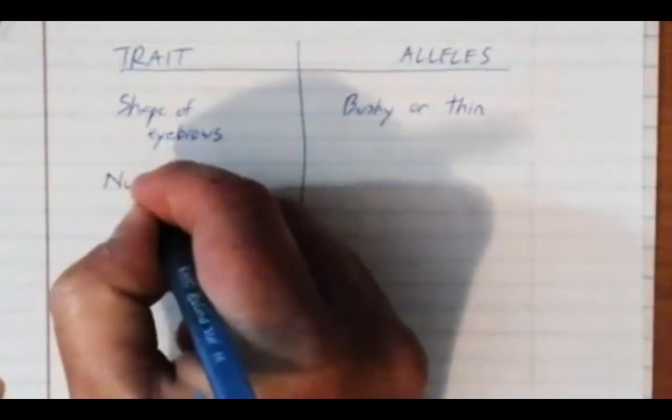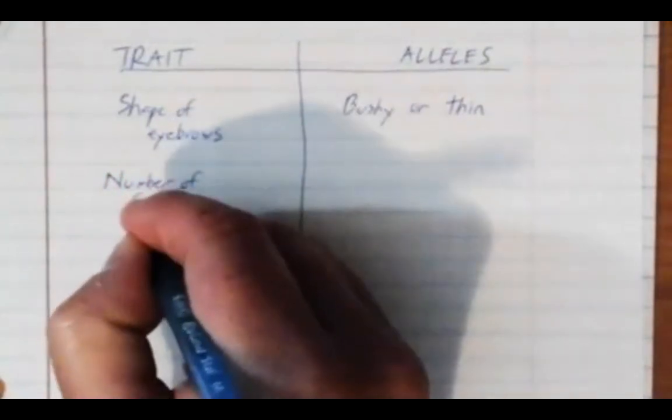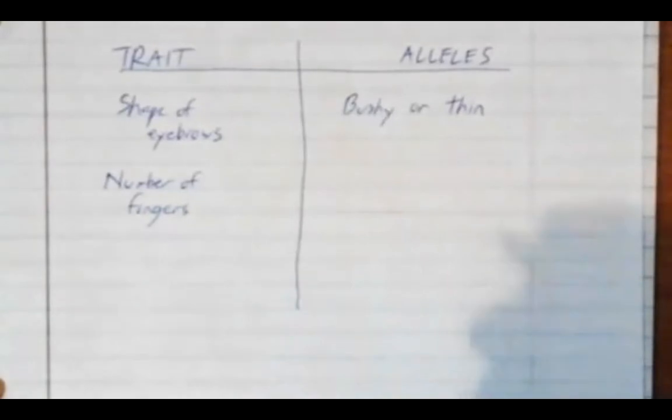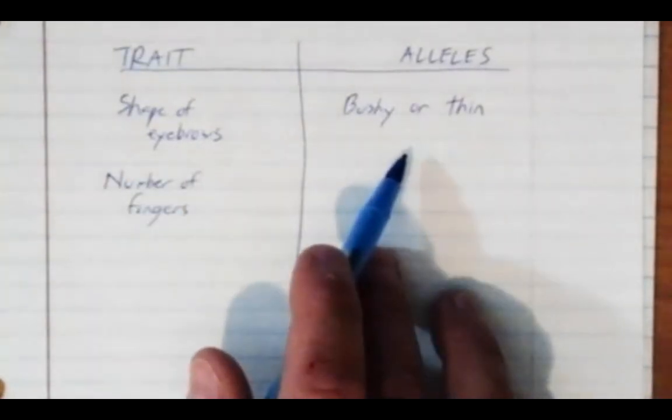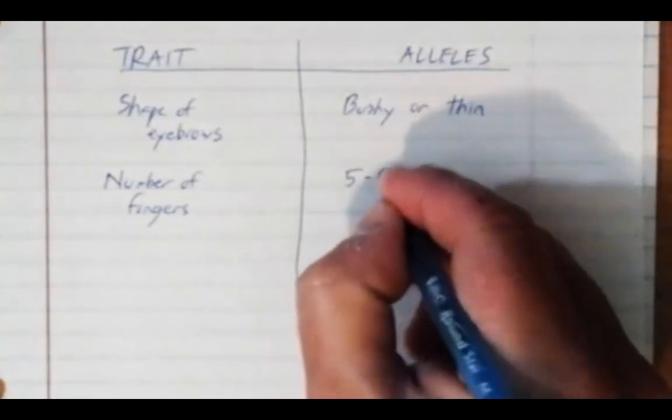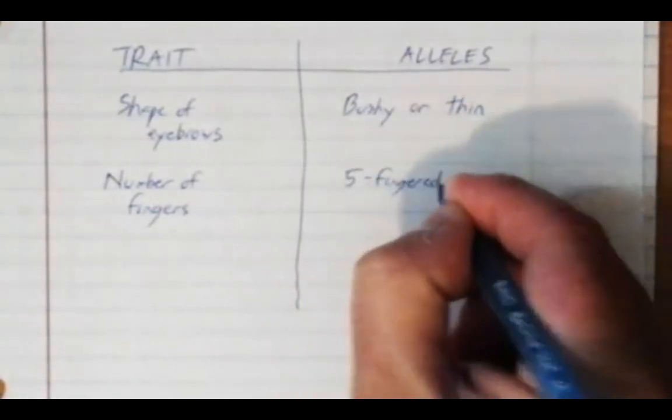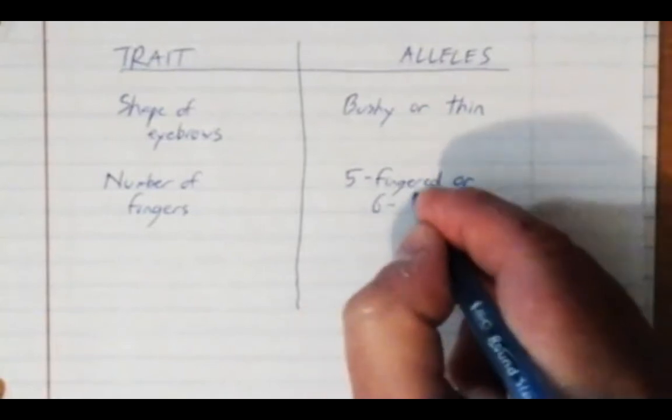Number of fingers and toes, but we'll keep it at fingers. Okay, so that's the trait. What are the possibilities? You can have 5-fingered people or 6-fingered people.